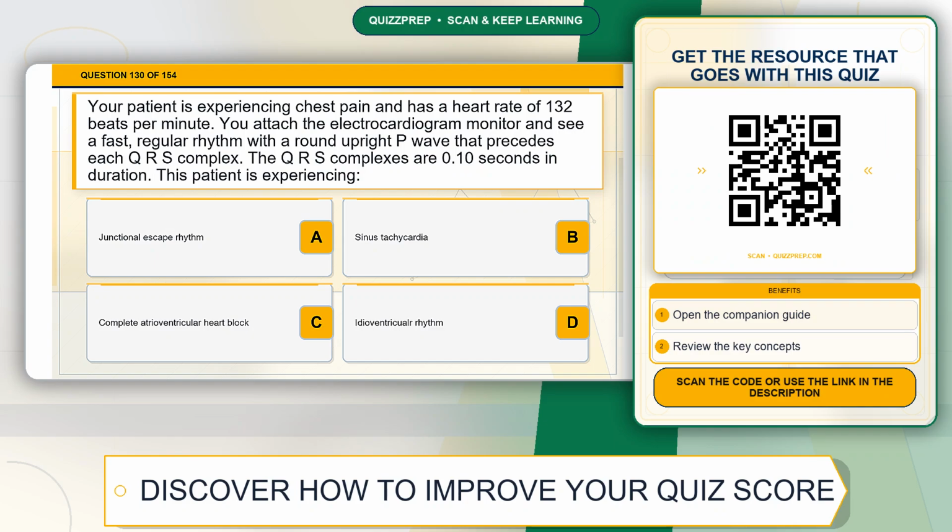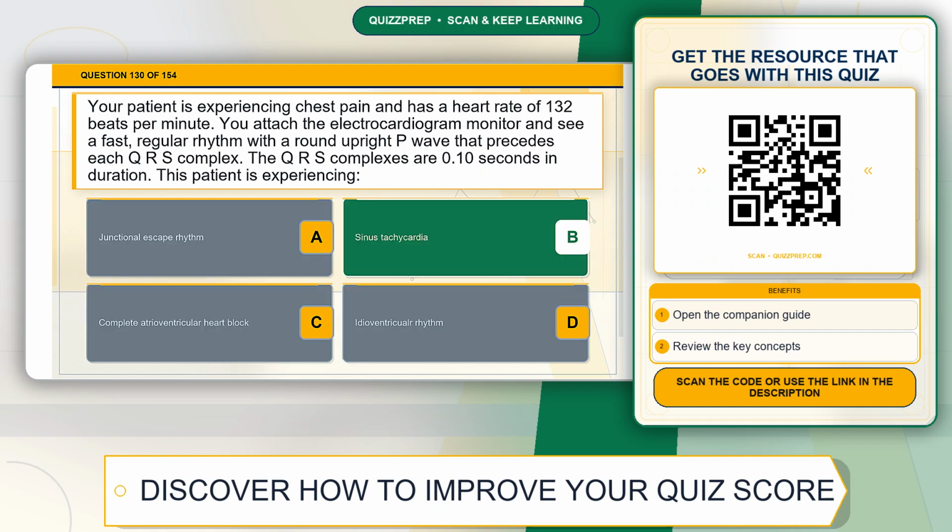This patient is experiencing option A, junctional escape rhythm. Option B, sinus tachycardia. Option C, complete atrioventricular heart block. Option D, idioventricular rhythm. The correct answer is option B, sinus tachycardia.